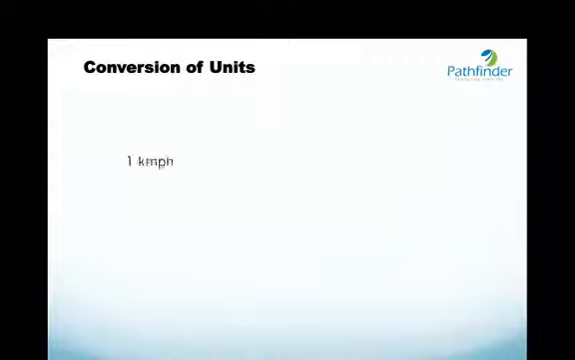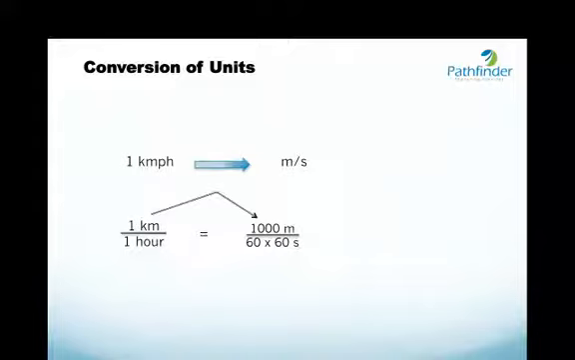Let's say we have 1 kilometer per hour and we need to convert this 1 kilometer per hour into meters per second. So what is the meaning of 1 kilometer per hour? If you carefully look at the meaning, it implies 1 kilometer upon 1 hour. Now when you have to convert this into meters per second, you will convert the distance unit kilometer into meter. So you have 1000 meters in the numerator, you can see there, and you have 1 hour converted into seconds, which is 60 into 60 seconds.